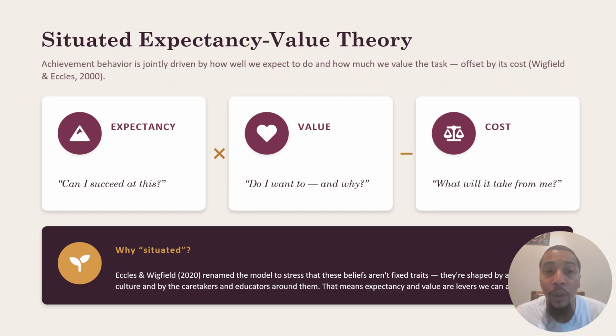Now, the word "situated" matters. Eccles and Wigfield in 2020 renamed the model situated expectancy value theory to emphasize that these beliefs are not just fixed traits that a child is born with. They are shaped by culture and by caretakers and educators around the learner. That's actually the hopeful part. If beliefs are shaped by relationships, then a tutor is in a position to reshape them.